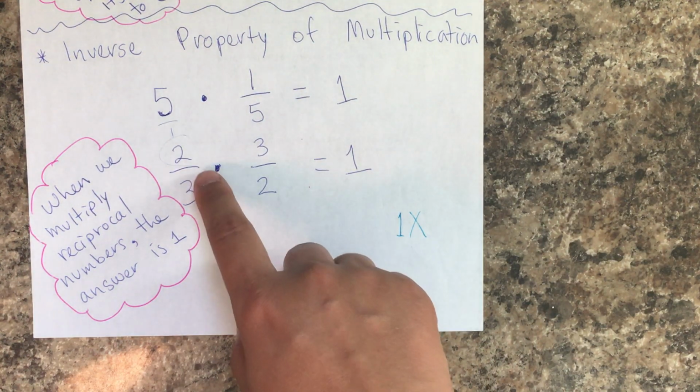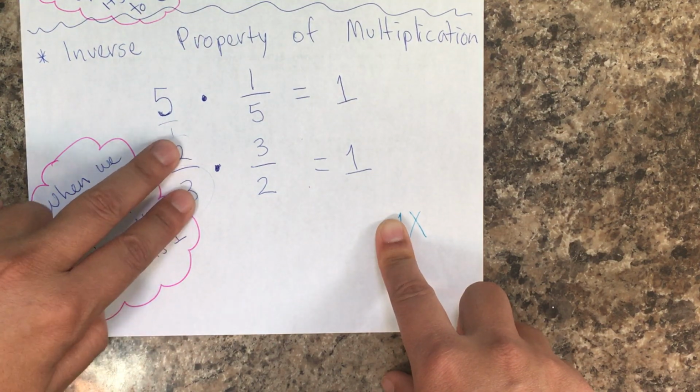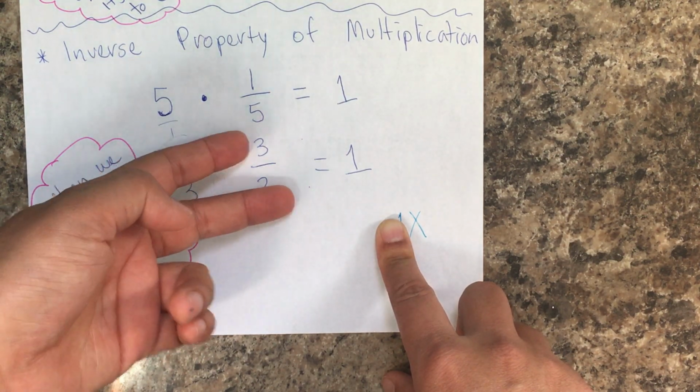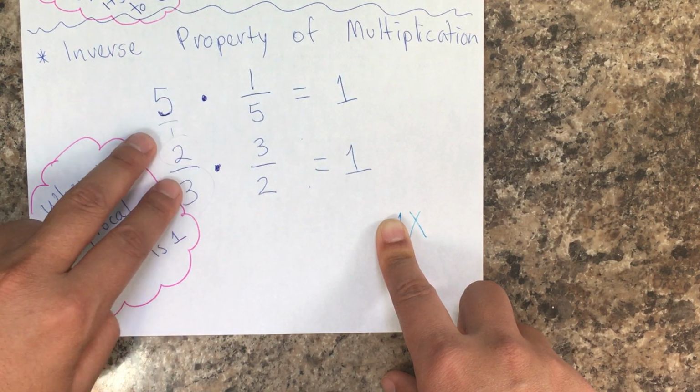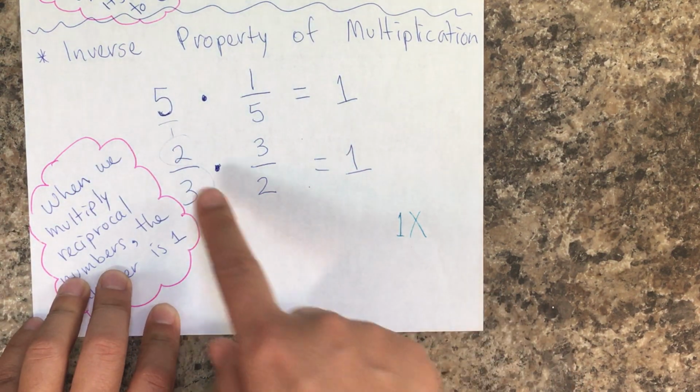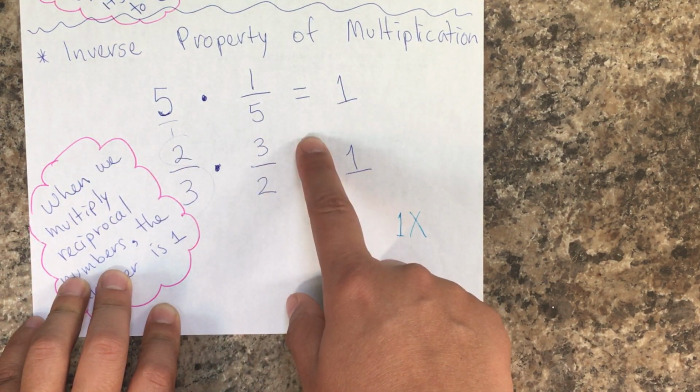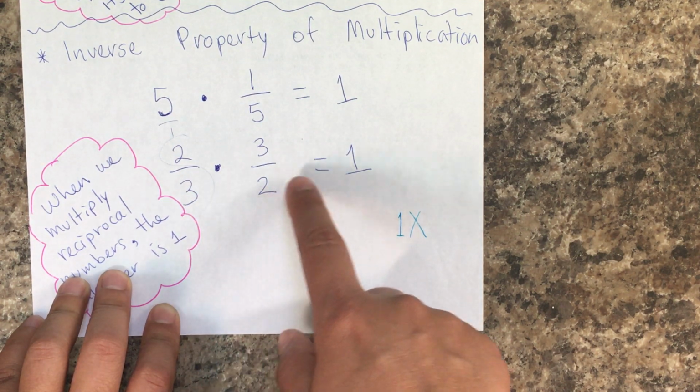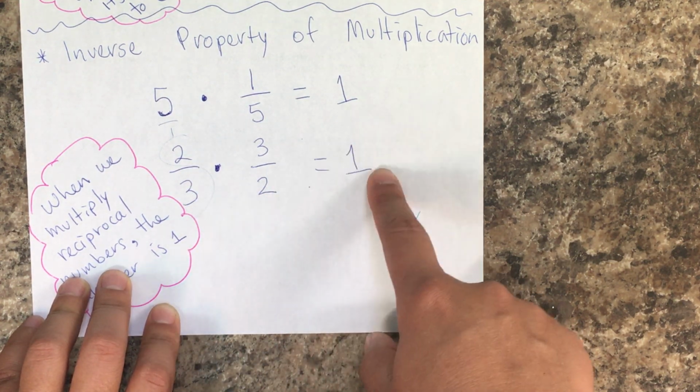So in here we have 2/3. The reciprocal of 2/3 is 3/2. We switch them, the numerator and denominator. And so 2 times 3 is 6. 3 times 2 is 6. And 6 divided by 6 gives me 1.